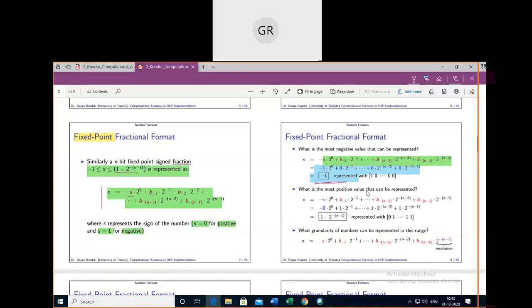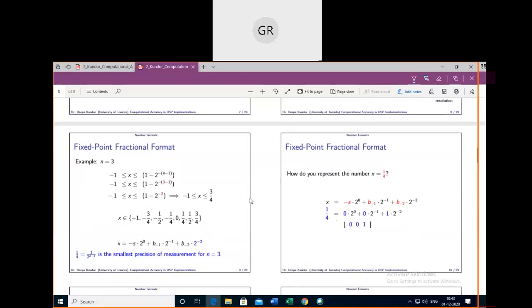Then what is the most positive value that can be represented? Write down the number format here. In the place of s, substitute 0. The remaining bits are 1. Most positive value. Okay, then we'll get the fraction bit number range is 1 minus 2 raised to minus of n minus 1.